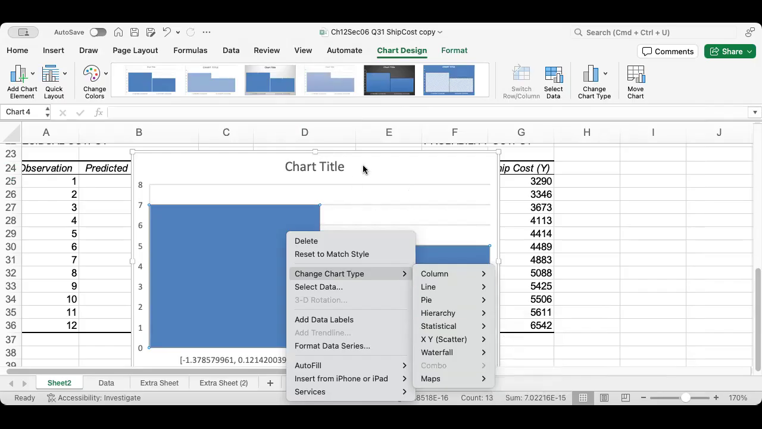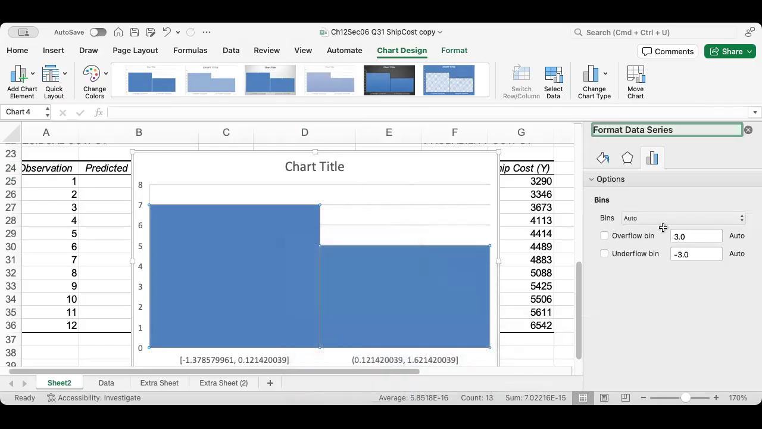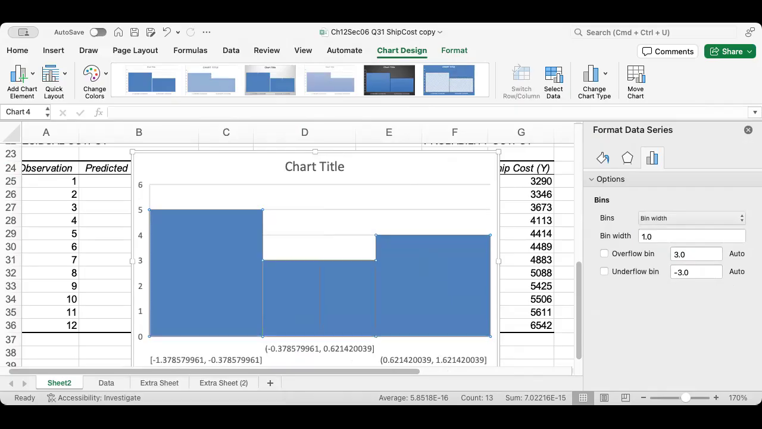No, it's a pain in the neck to do it from there, so let's not. There we are, bins. Format data series. Bins. Bin width. Make a bin width of 1. Hey, look at this. All of my bins are between -1. All my residuals are between -1.4 and 1.7.